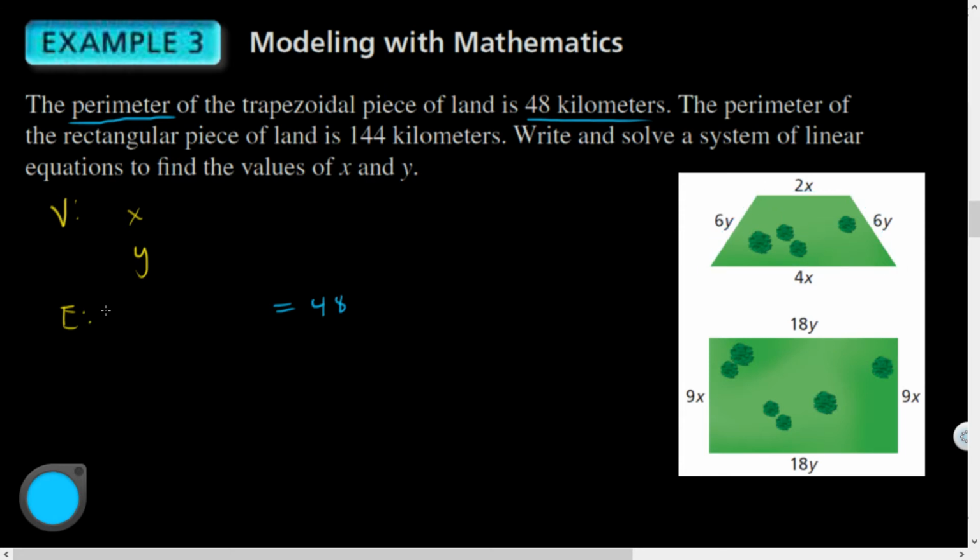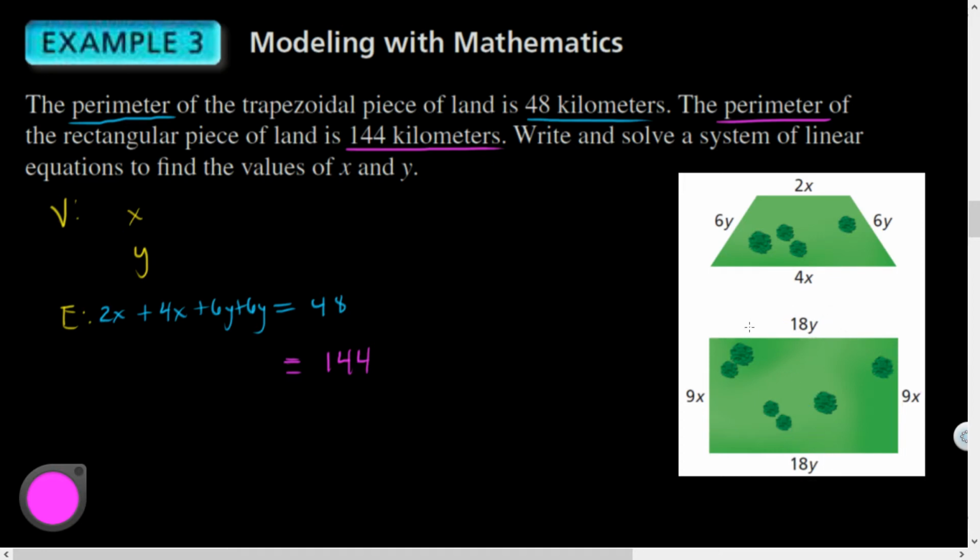So I'm going to say 2x plus, I'm actually going to write it this way, 4x plus 6y plus 6y is going to equal 48, is an equation related to that. Could someone help me write a perimeter equation for this one? Yep. So 9x plus 9x plus 18y.